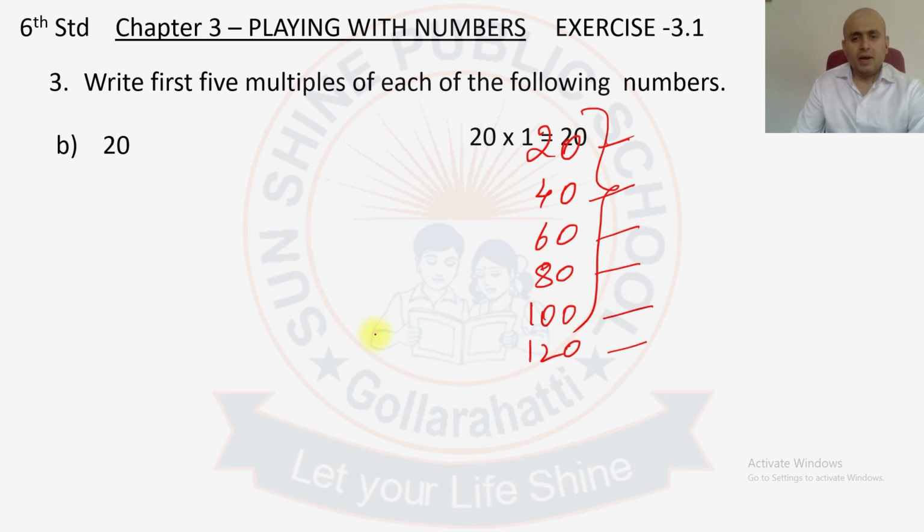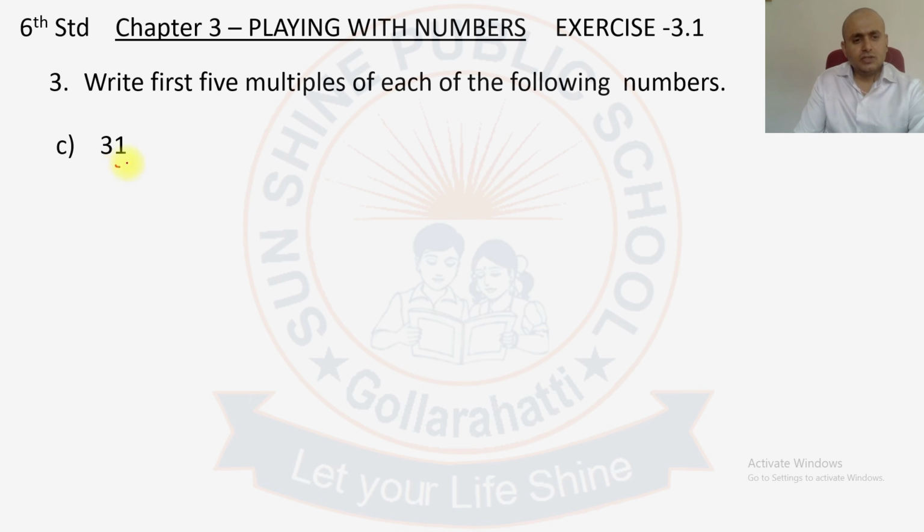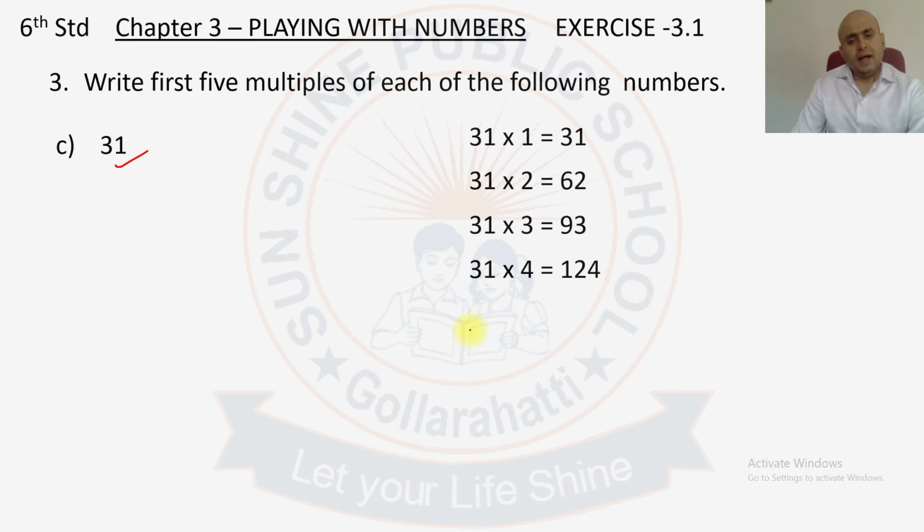The first 5 multiples of 20 are 20, 40, 60, 80 and 100. So next question, 31. You have to write the multiples of 31. If you write the table of 31, you get the multiples of 31. 31 ones are 31, 31 twos are 62, 31 threes are 93, 31 fours are 124 and 31 fives is 155. So these are the first 5 multiples of 31.